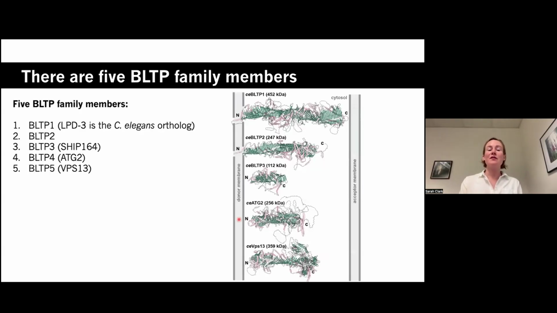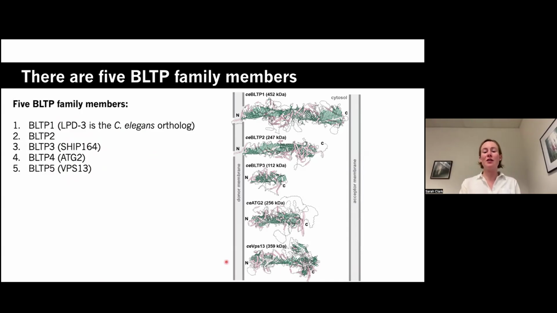There are 5 main BLTP family members, and their names are BLTP1 through BLTP5 officially. But within the field, they're better known by these other names, which is why I've listed them here on the left. VPS13, for example, is much better known than BLTP5. And over here, I'm showing LPD-3 as the C. elegans ortholog of BLTP1, because that's the protein I'm primarily going to be talking about today.